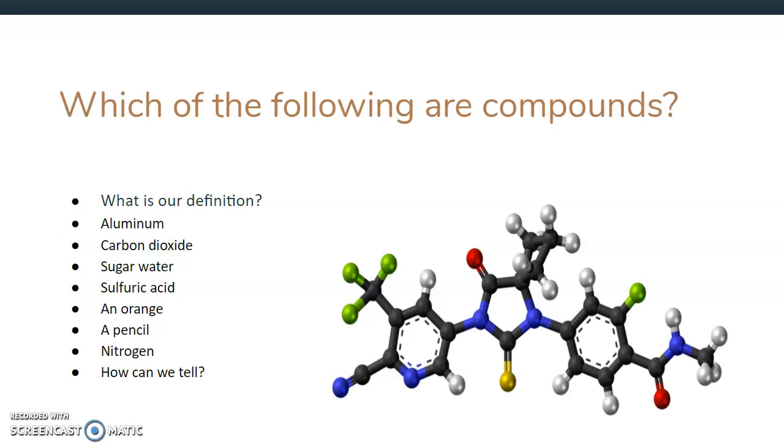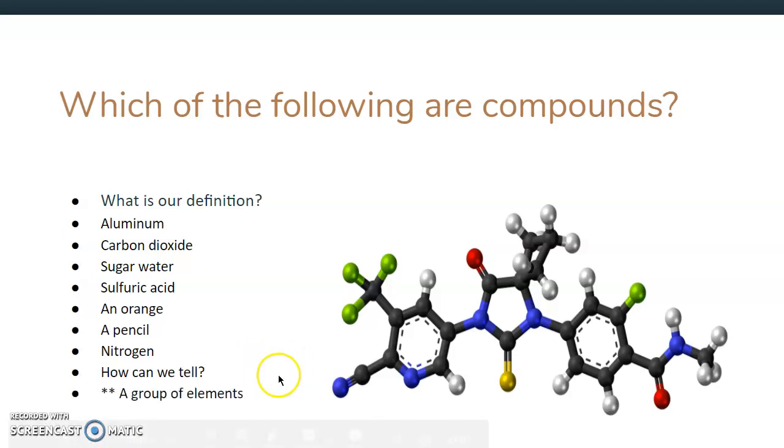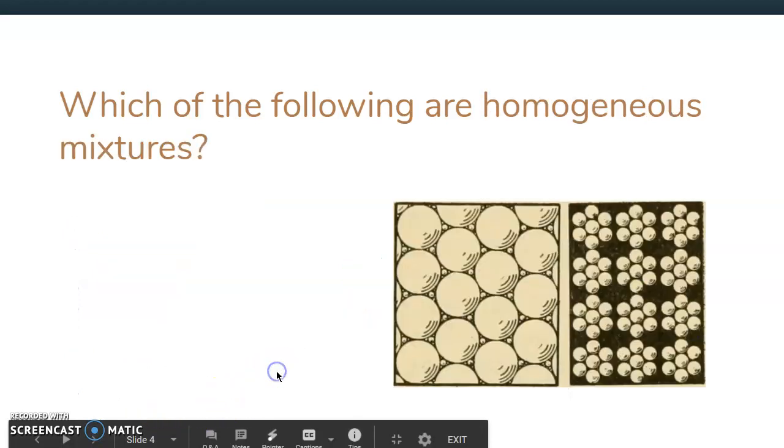And also, if there's multiple elements, that's the key, going back to our definition. If you see carbon and oxygen, if you see maybe oxygen and hydrogen, or anything else, if you have multiple elements there, it is a compound. So, yep, important thing, a group of elements.